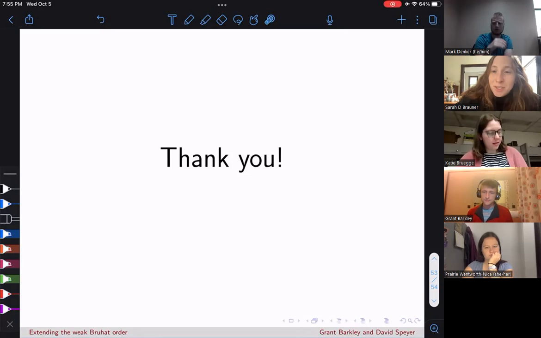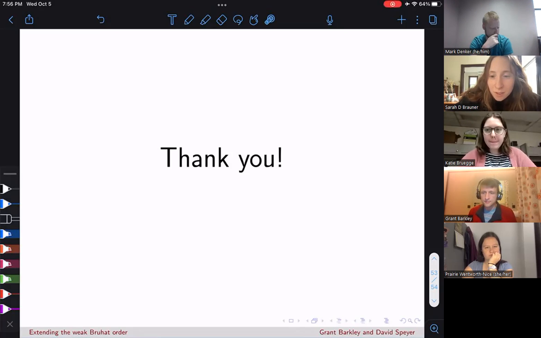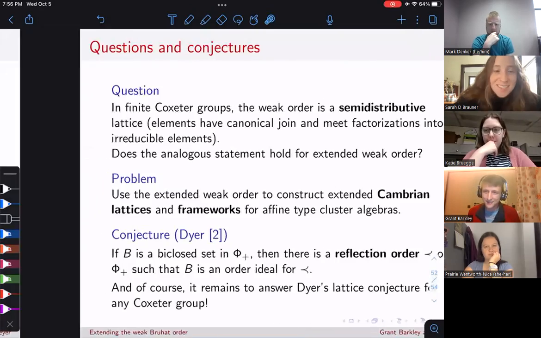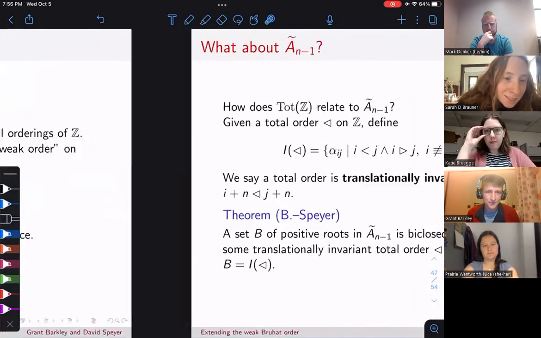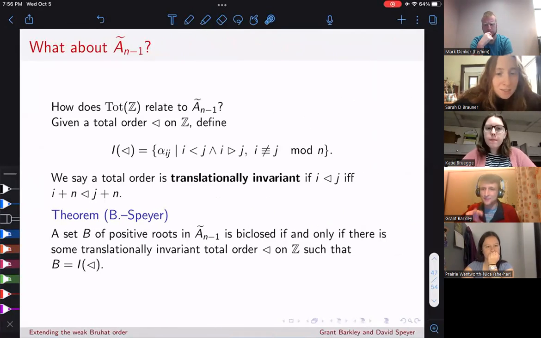I'm also curious about these combinatorial models that you talked about. So I think you talked about the type A one, or the A infinity one. I didn't actually get to, let's see, this. Oh, so this is the model for A n minus one.